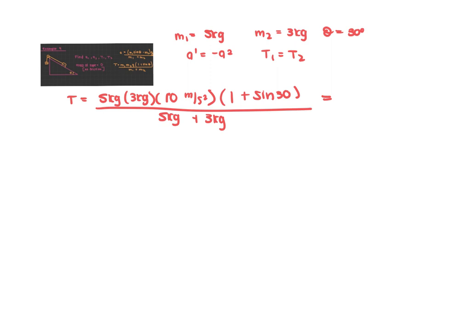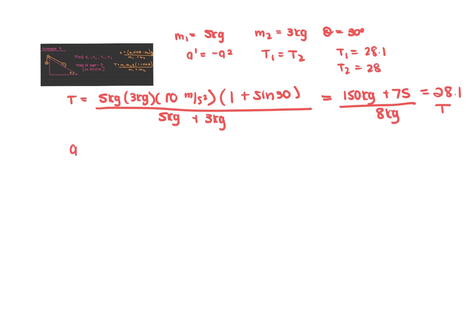And simplifying this whole problem would give us 150 kilograms plus 75 over 8 kilograms, which equals 28.1 for T. So since we know that T1 equals T2, T1 equals 28.1, T2 equals 28.1, or we can just leave it like that.